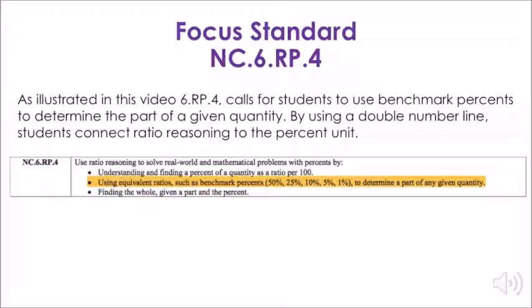As illustrated in this video, 6.RP.4 calls for students to use benchmark percents to determine the part of a given quantity. By using a double number line, students connect ratio reasoning to the percent unit.